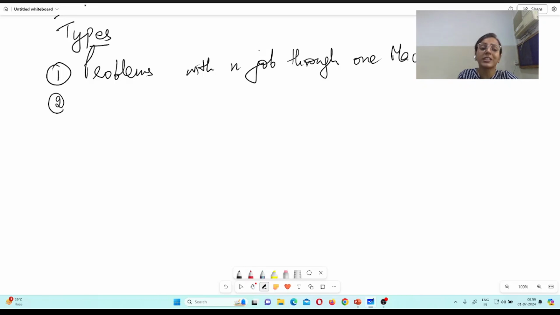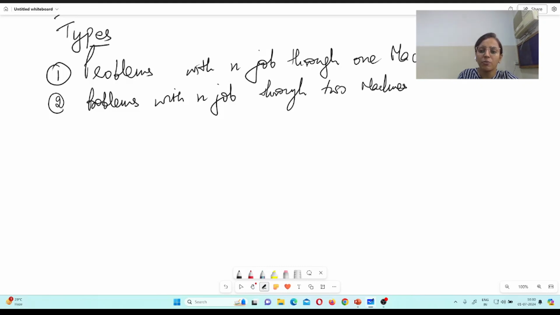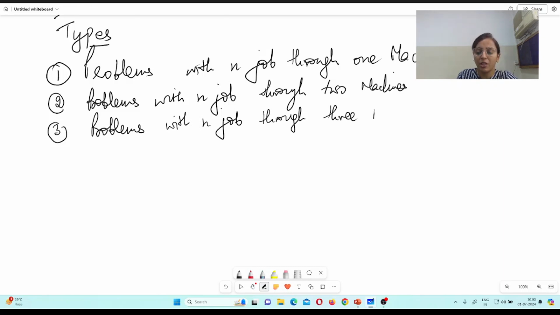Now, the second type of problem is the problem with n jobs. We have different types of jobs passing through two machines. That is the next category, passing through two machines. The third category of sequencing problem is the problem with n jobs, different types of jobs, passing through how many machines? Three machines. Now we have taken the next condition, three machines.